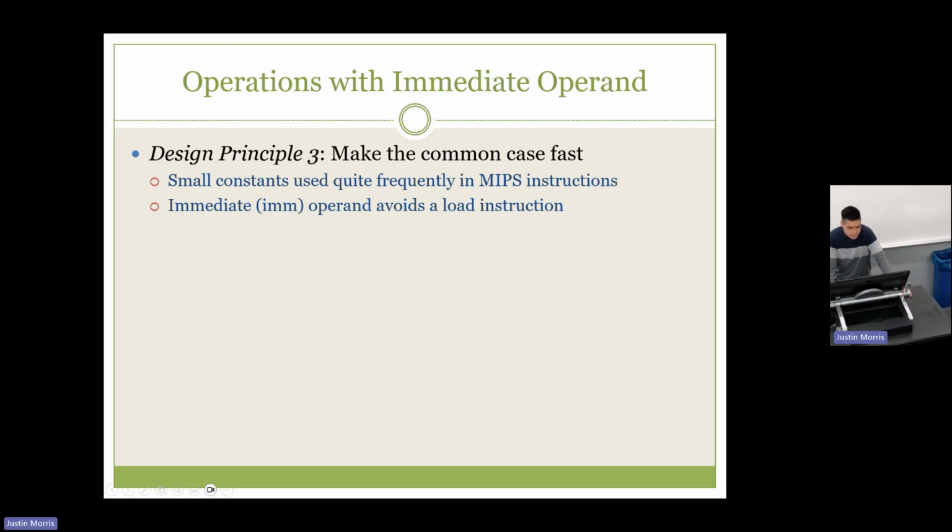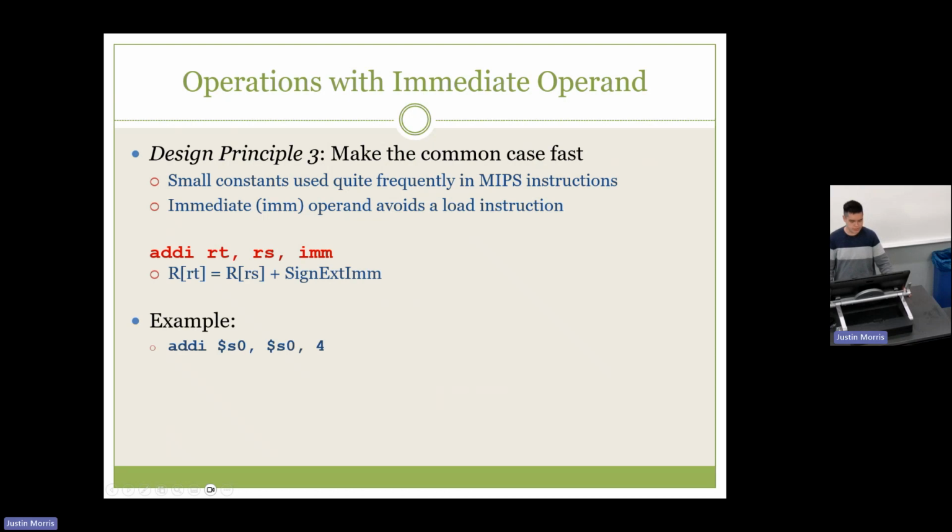The other thing that we always want to keep in mind is from Amdahl's law, right? That we learned about. We want to make the common case fast. So small constants are used quite frequently in MIPS instructions. So we create this immediate operand to avoid the load instruction. If immediates were not used very often, like maybe 5% of the time, maybe it's not worth optimizing it by making an immediate instruction for it.